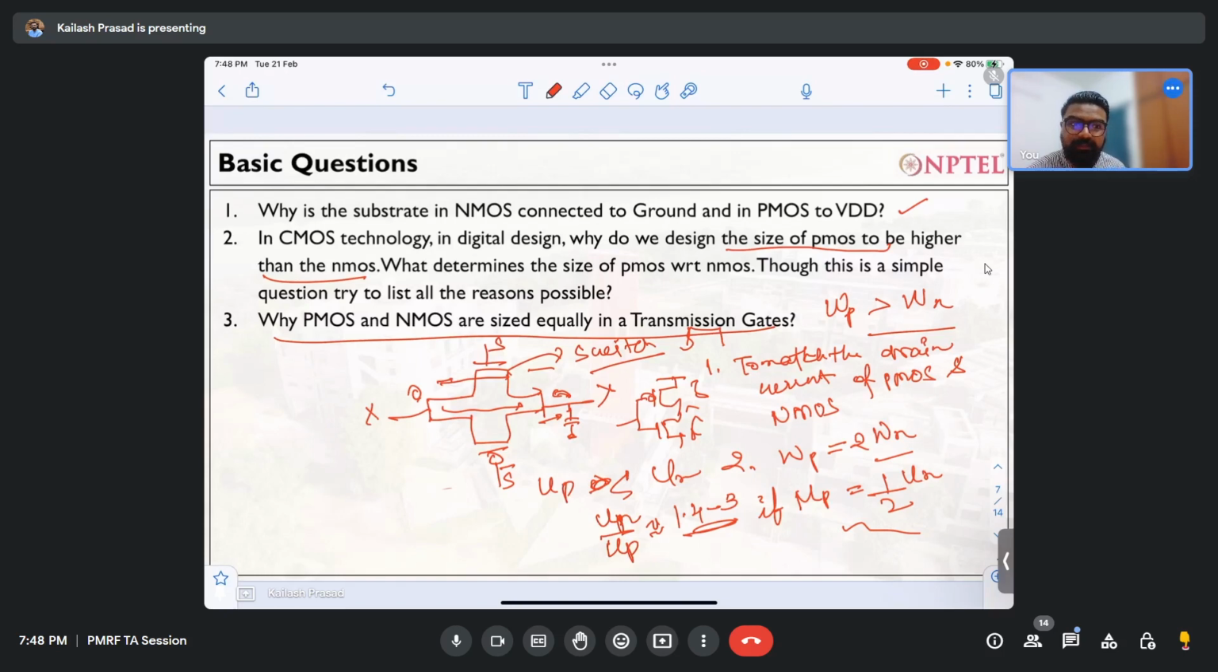It's not like the PMOS should be of higher width or the NMOS of lower width. You will increase the size of both NMOS and PMOS if you want to drive a higher load or have higher current, but you don't size PMOS and NMOS differently unless there is another reason for that. Okay. Any questions in this regard?